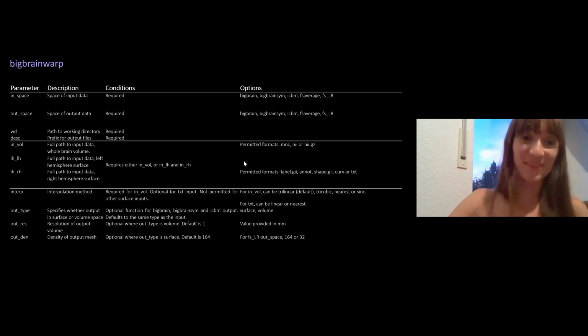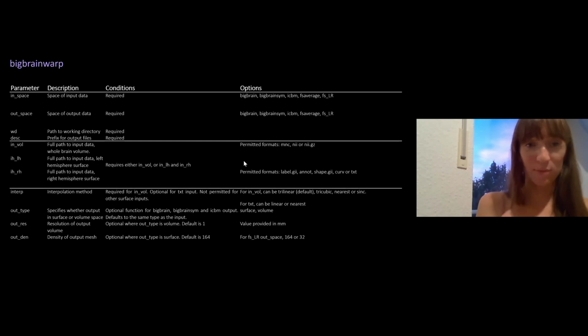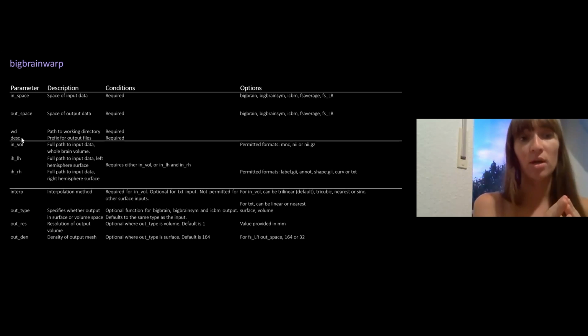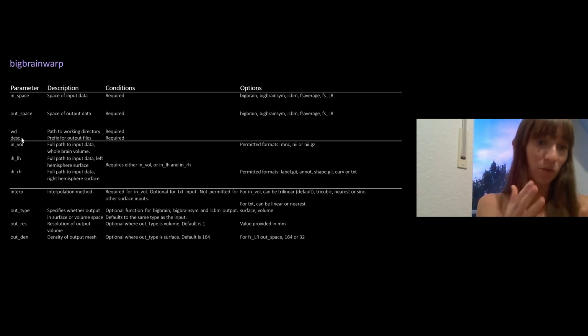Here we go. Okay, and so there's one main function in BigBrain Warp just called BigBrain Warp. There's 4 required parameters. These are the input space, the output space, your working directory, and a descriptor. All the naming conventions in BigBrain Warp are based on TemplateFlow. So you don't necessarily choose the output name, but it's determined based on your working directory. That's the directory you'll output to. And then this descriptor. So it will tell you which template it's ended up on, which hemisphere it belongs to, if that's relevant. And then you use this descriptor to give it some notable name as well.